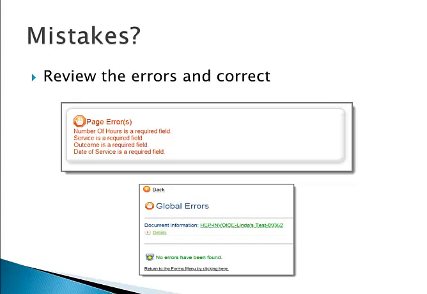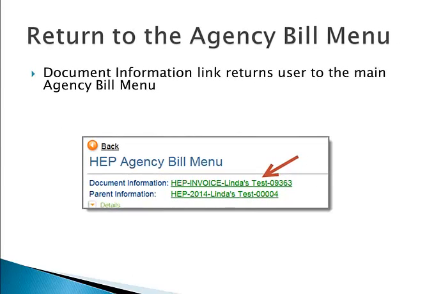You'll notice here it says number of hours is a required field, the service is a required field, the outcome and the date of service are also required fields. So you can correct your data and rerun the error check to make sure that no errors are found, as you can see in the screenshot below. And click on the document information link to return to the main agency bill menu.